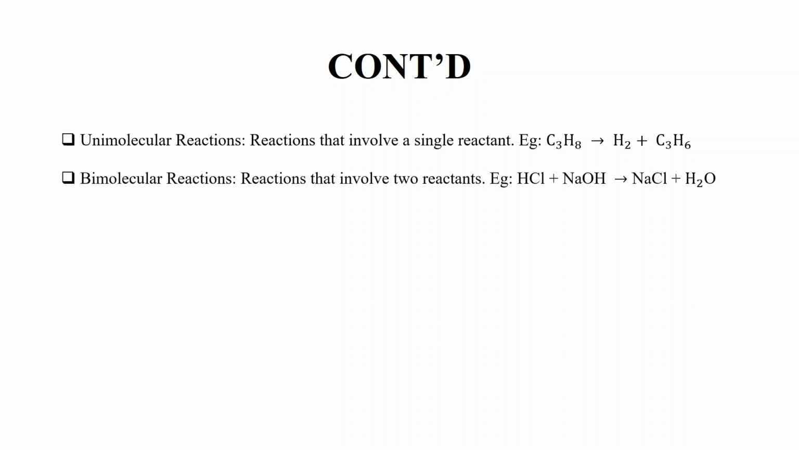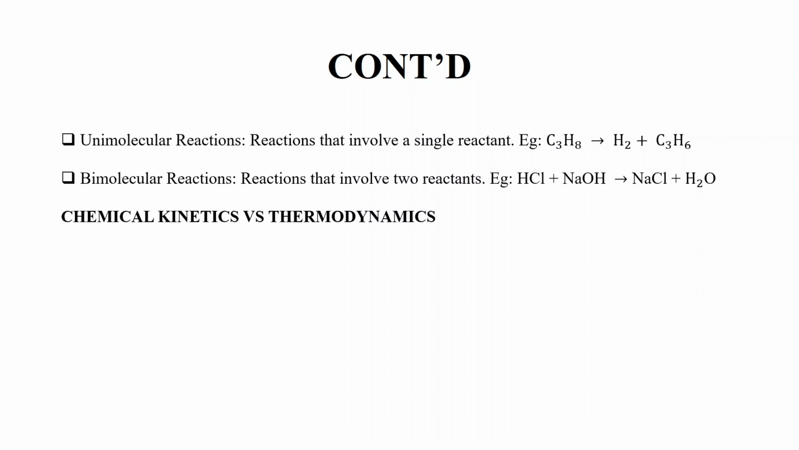And we also have the bimolecular reactions. So these reactions involve two reactants. We have trimolecular, which means that it involves three reactants. So an example of a bimolecular reaction is HCl plus sodium hydroxide. Here we have two reactants combining to form product. That's a typical example of a bimolecular reaction.